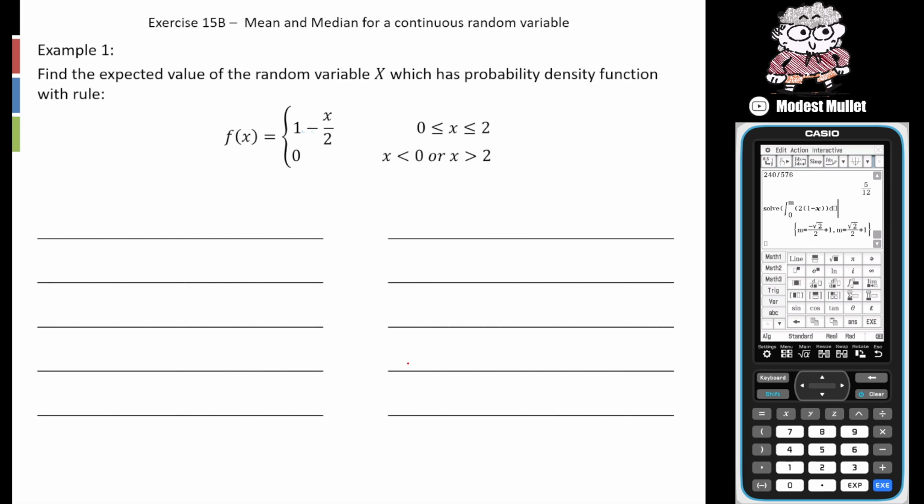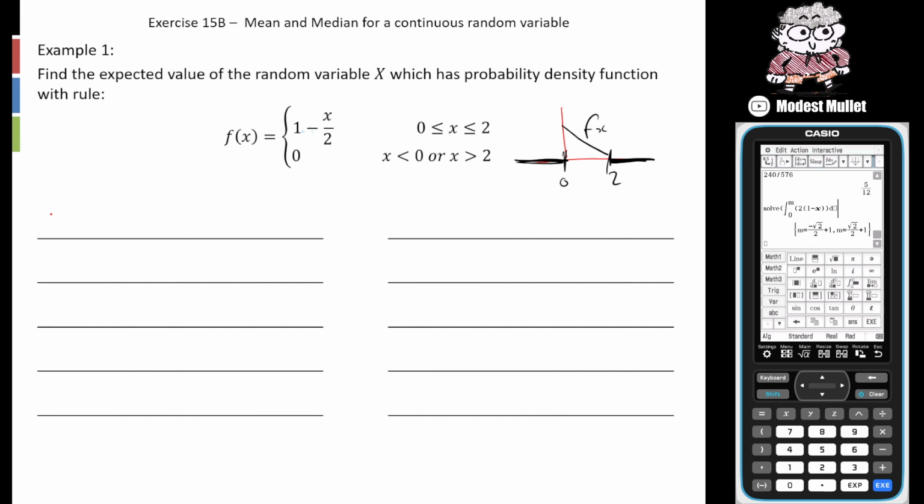So let's jump straight into it. Find the expected value of the random variable x, which has a probability distribution function stated here: 1 minus x on 2 for 0 to 2, and outside that it's just 0. So again, we've got some function between 0 and 2, a linear function, like that. We're going from between 0 and 2, and that is f of x, and anywhere else, we're saying that it is 0.